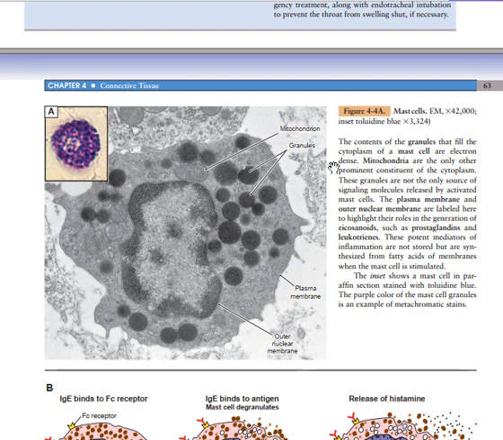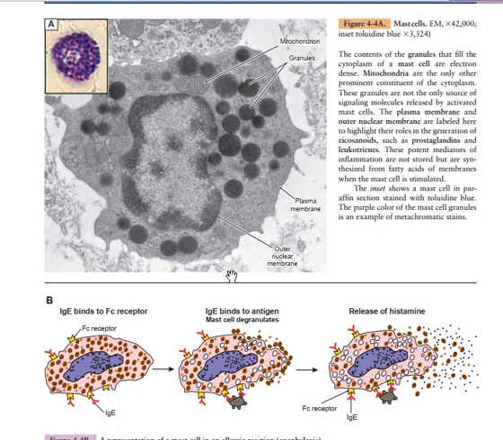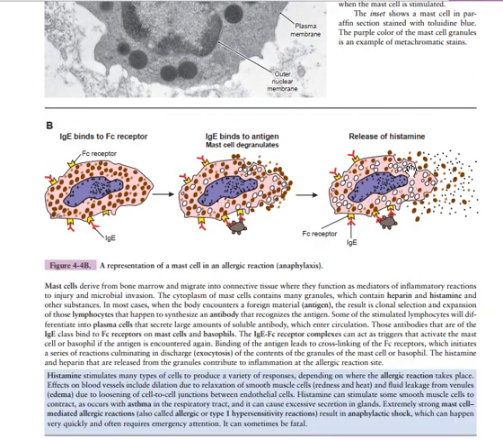But now the electron microscopic view, you have these granules here. You have the mitochondria, you have the granules of the mast cells, you have the nucleus of the mast cells here. So you need to know that the granules of the mast cells contain eicosanoids, so prostaglandins, leukotrienes and all that.